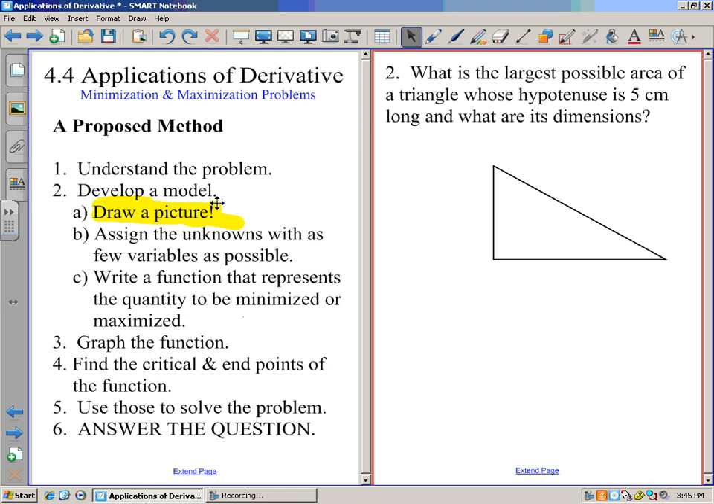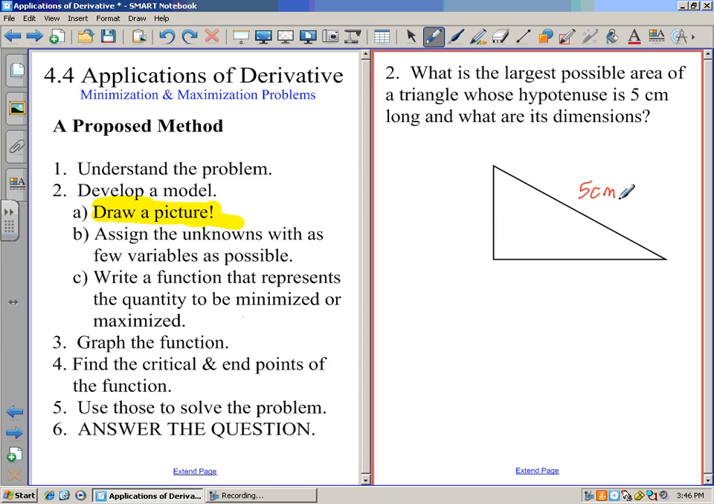Draw a picture. So here I have drawn a picture of a triangle. It is a right triangle because it mentioned the word hypotenuse. So we know the hypotenuse is 5 centimeters long. So I'm going to label the hypotenuse as 5 centimeters.